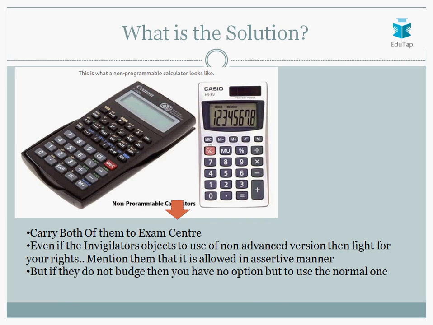Now, what is the solution for you? Obviously you cannot take a risk. You have to carry both the calculators to the exam, the one on the left hand side and the one on the right hand side. Even if any of the invigilators object to the use of the calculator on the left hand side of your screen, I think you should fight for your rights. You should mention that it is allowed as per the RBI notification and you should be allowed to use it. You can mention this in an assertive manner, but at the end of the day it would be the invigilator who would have to decide this. So if they do not budge upon your request, then you have no option but to use a normal calculator.